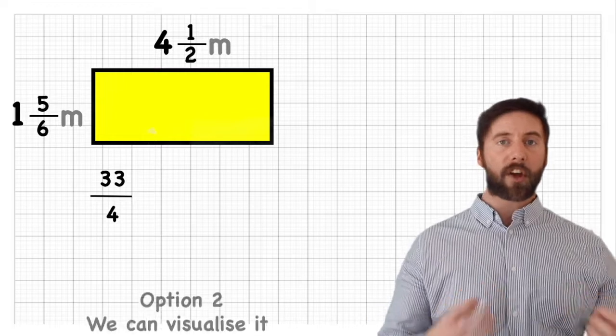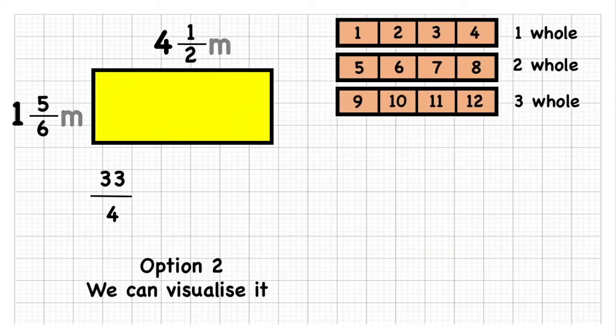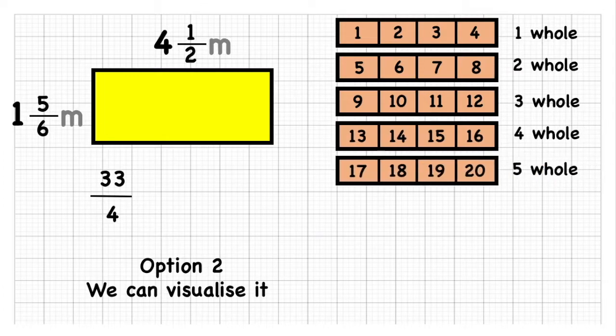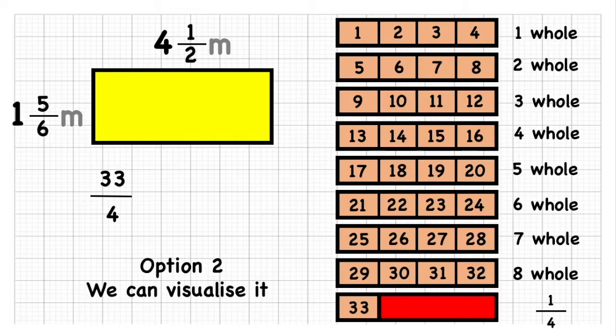So I've got 33 quarters. So I'm going to create some chocolate bars and split them into quarters and wait till I get 33 of them. So I've got 1 chocolate bar, 2, 3, 4, 5, 6, 7 and 8 chocolate bars takes me to 32. So I'm going to have a 9th chocolate bar with 1 quarter coloured in, okay? So again, I've got 8 whole and 1 left over.